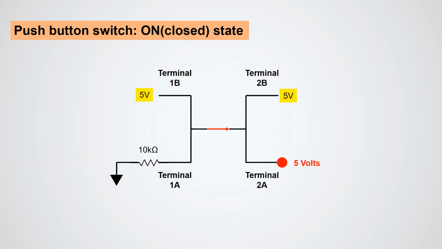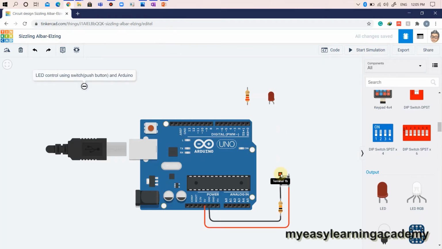The obvious question at this point will be, why does the current flow towards terminal 1B and not towards terminal 1A? The answer to this question is simple. We all know that current flows through a path that offers minimum resistance. The 10 kilo ohm resistance placed at terminal 1A will oppose the flow of current, hence the current will flow towards terminal 1B. Following the above two states, we can either have 0 volts or 5 volts at terminal 1B. This voltage potential will be sensed on digital input port 2.